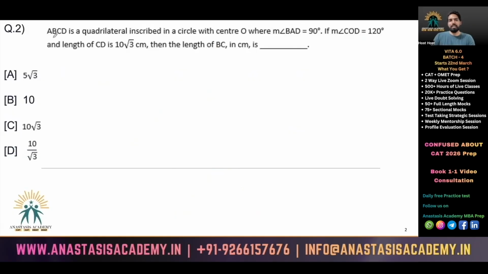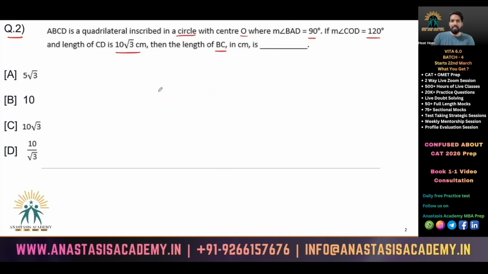Let's look at this question. ABCD is a quadrilateral inscribed in a circle with center O where angle BAD is 90 degrees. If angle COD is equal to 120 degrees and the length of CD is 10 root 3 centimeters, then the length of BC in centimeters is.